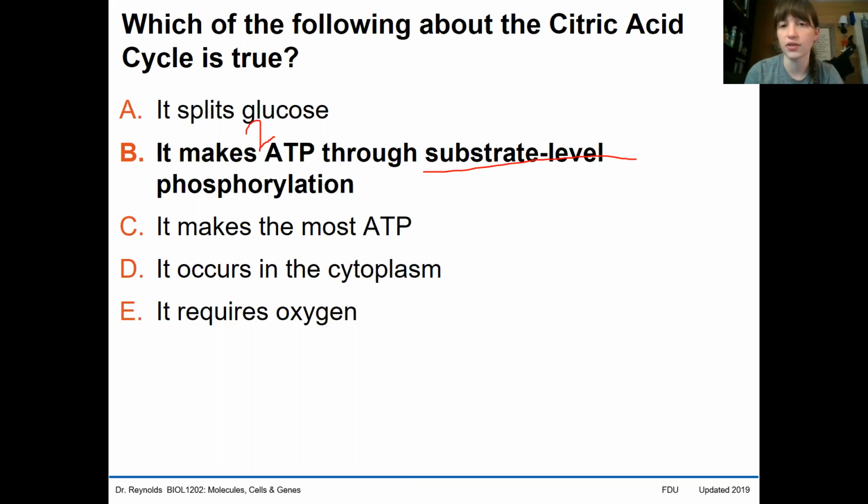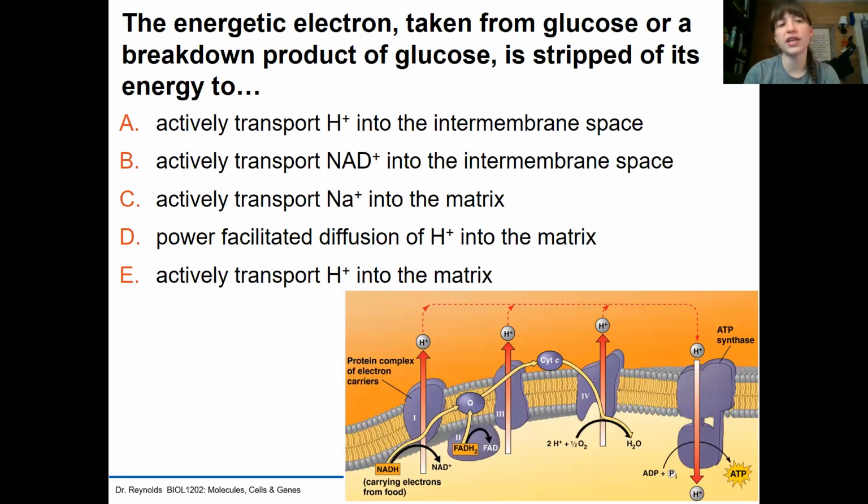through substrate level phosphorylation. When we take a look at that energetic electron being taken from glucose or the broken down products of glucose, we're utilizing the energy to be able to transport protons. When you look at this diagram here, it's important to note that the protons are what's being pumped. We don't pump electrons, we don't pump NAD+, we don't transport any of them. This is all about the fact that we're pumping protons. It's also important to note that the space in which those protons are pumped is the intermembrane space, not into the matrix.